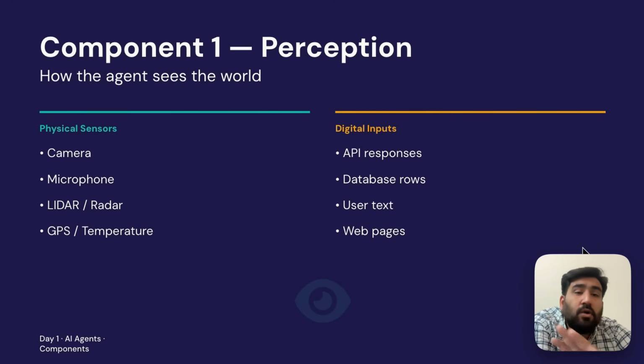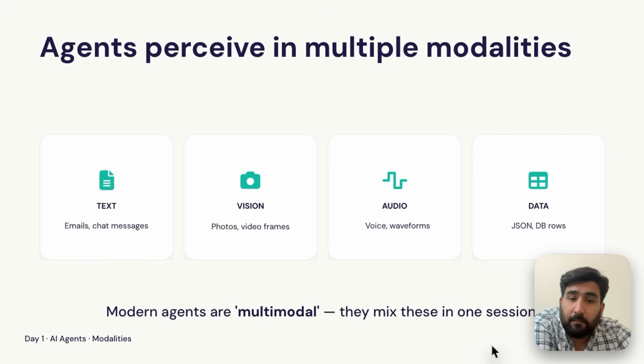That age-old machine learning rule is still applicable here and honestly applies even more to agents. Garbage in, garbage out. Now, within perception, modern agents can take in multiple modalities. This is a fancy word, multimodal. What kind of input are you actually giving? That's what modality means.